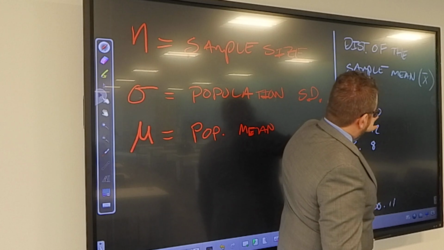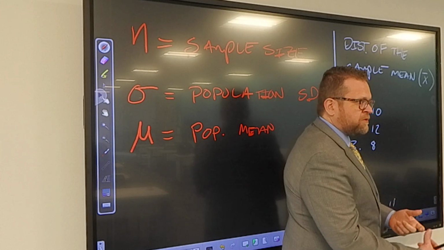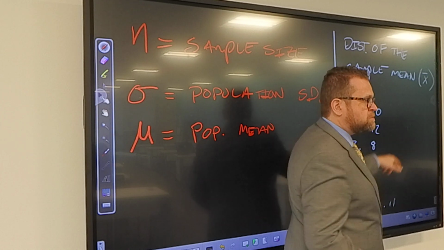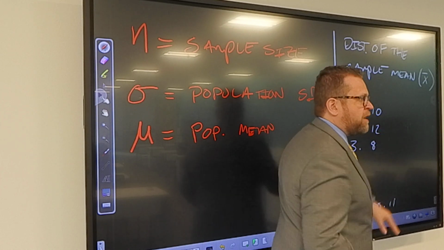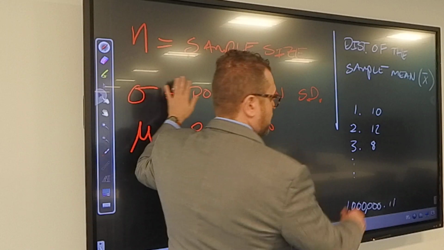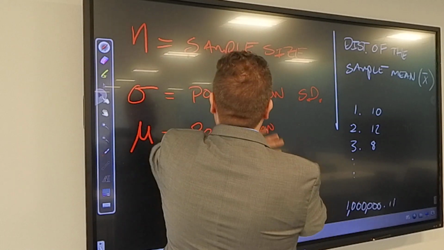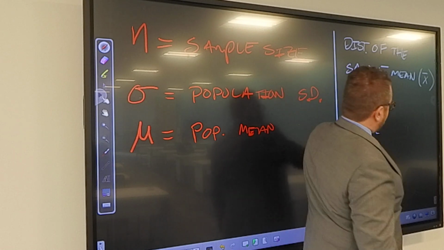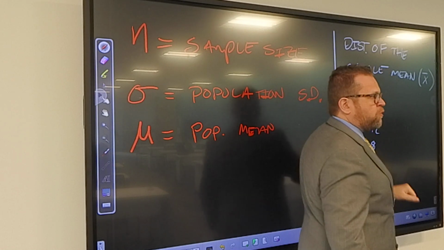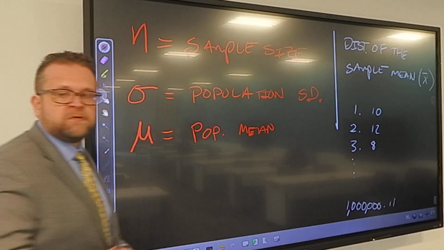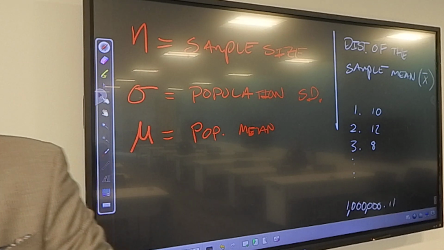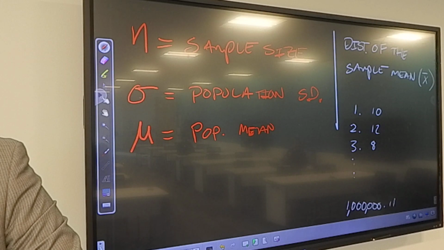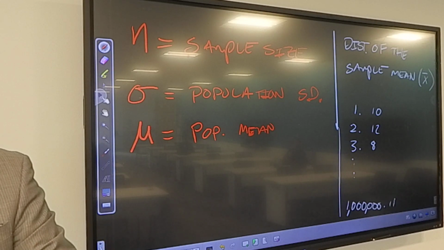If you set up some classes and made a histogram, this would be normal. Every time. No matter what was going on over here, this could have been skewed in the craziest way. The distribution of the sample means will be normal without fail.